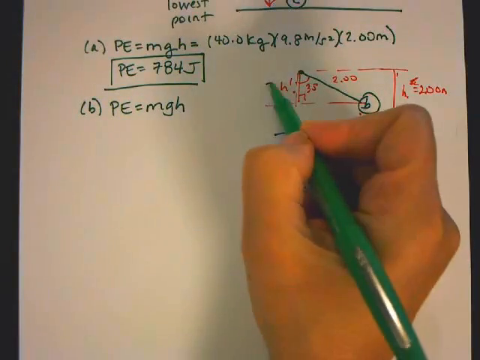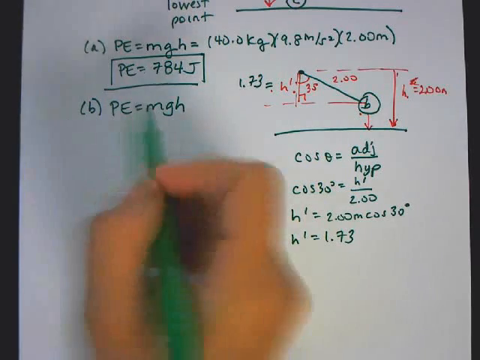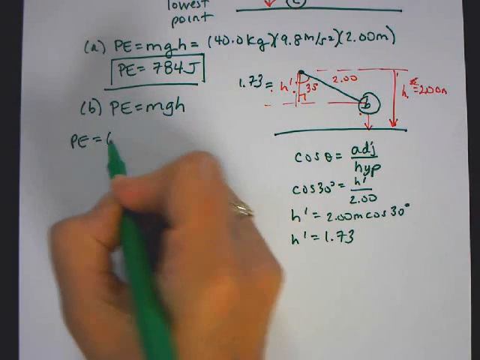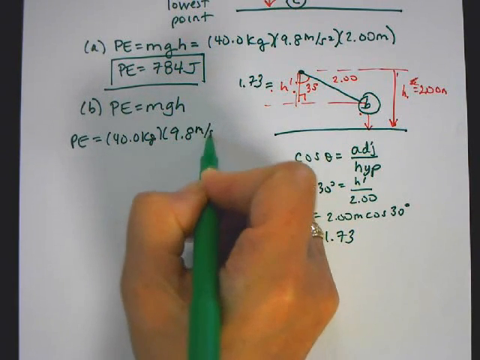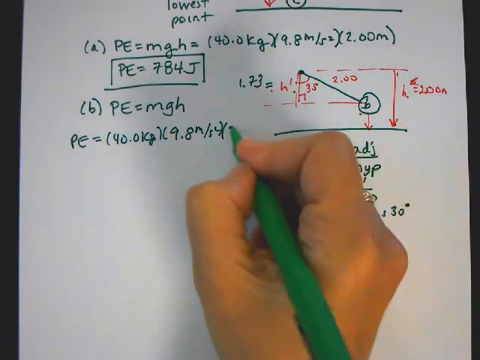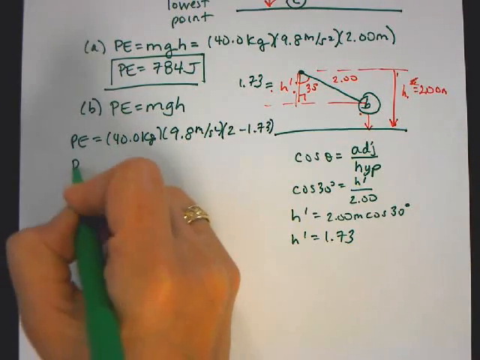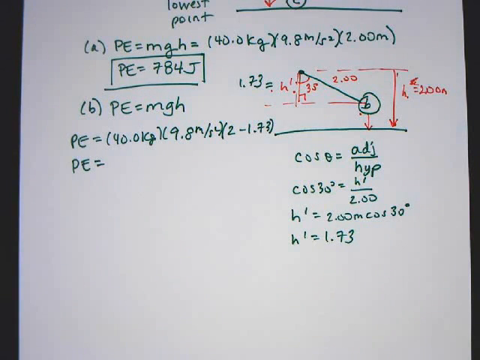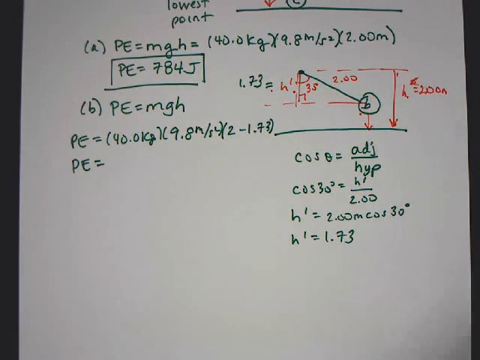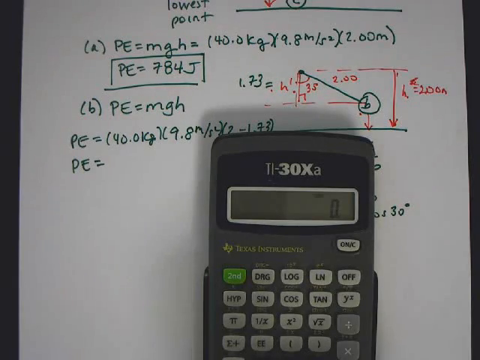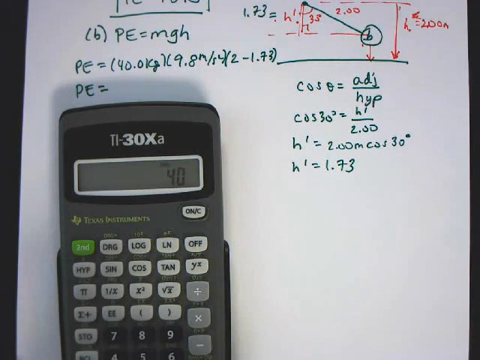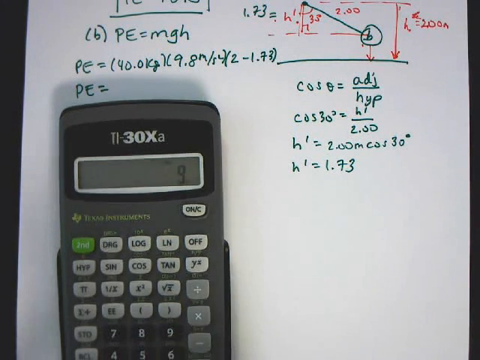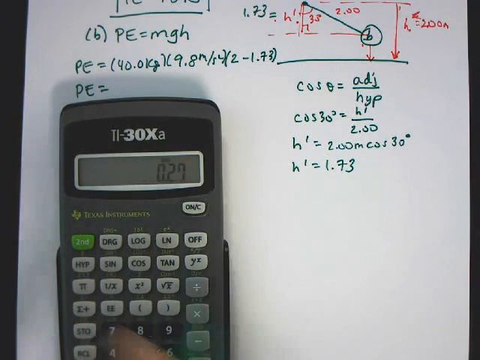So now when I use this equation, potential energy is mgh. It's 40 kilograms times 9.8 times, and the height would be 2 minus 1.73, which is 0.27. So when I do that on my calculator, 40 times 9.8 equals, times 0.27, that comes out to be 105.84, so we'll say this is 106.